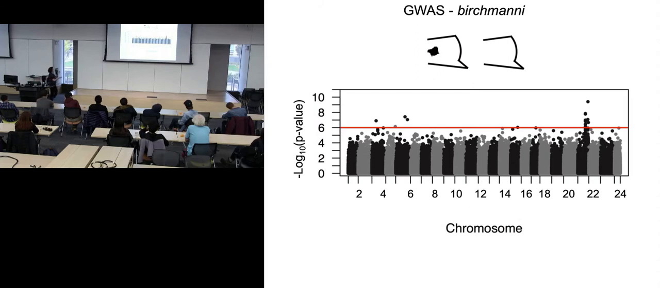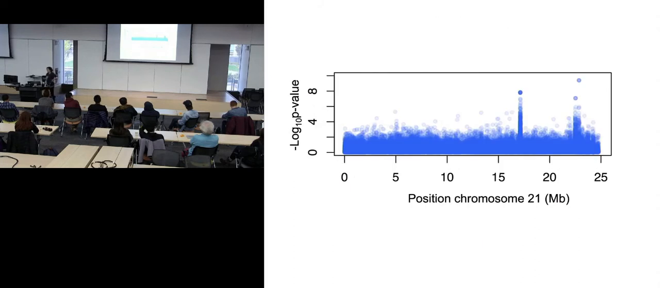when we look at the entire genome for allele frequency differences between spotted and unspotted individuals, we do see some signal elsewhere in the genome, but our strongest signal is on chromosome 21. And if we zoom in on that chromosome, it's quite interesting that we actually see two separate peaks. The first peak is a gene that is involved in melanosome transport called MYRIP.